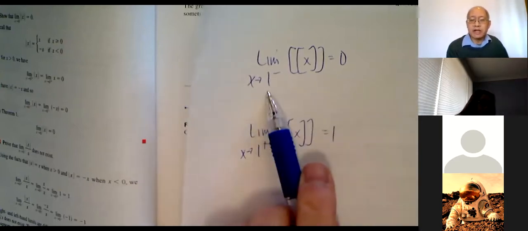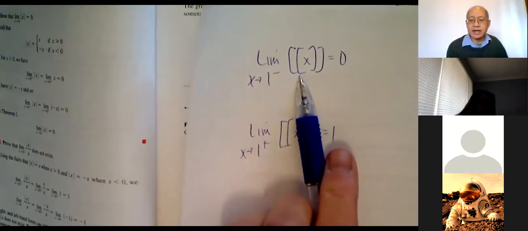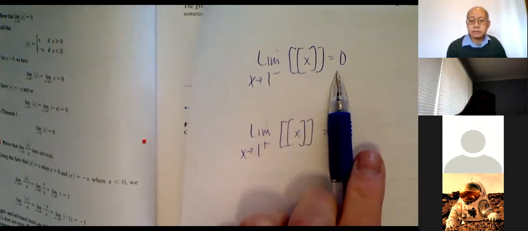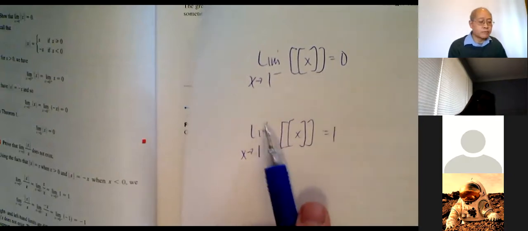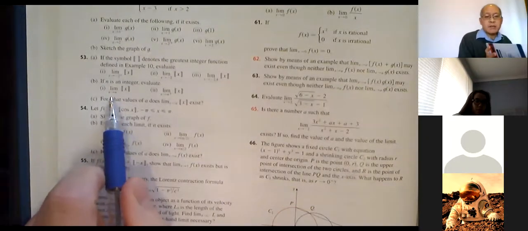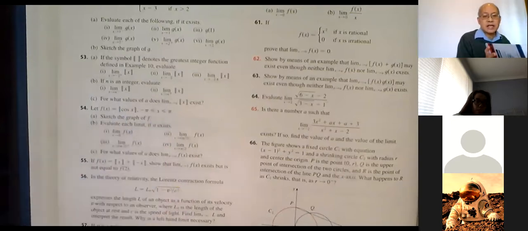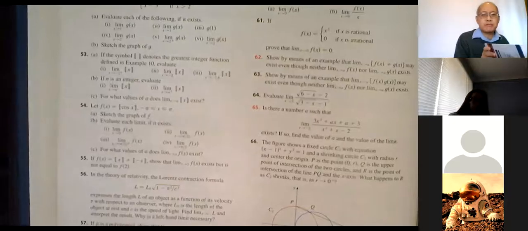Now, approach 1 from the left. 0.9, 0.99, 0.999, 0.99999, 0.9999999. All of those, if I apply the greatest integer function, would go down to 0. So it looks like we reduced by 1. All right, so now that we have that, let's apply that to the question. If n is an integer, what's the limit as x approaches n from the left and x approaches n from the right? So we're doing 53b, I and II.